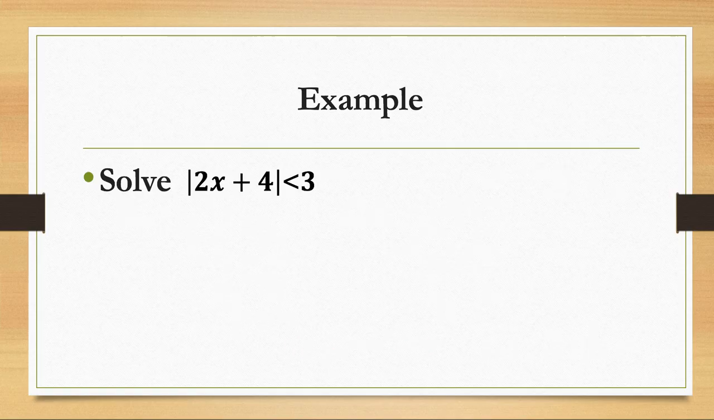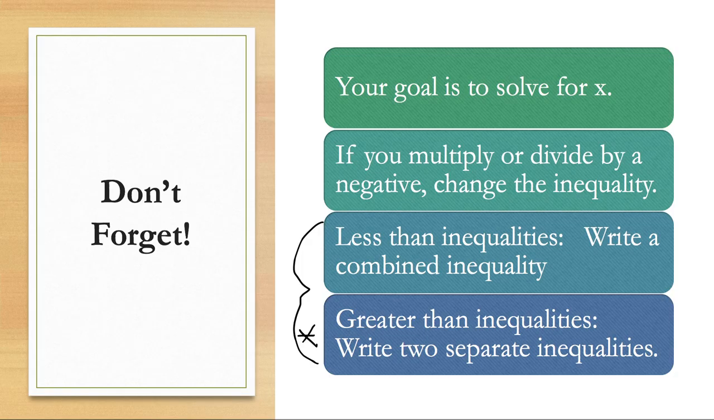Let's try another one. So this one has the absolute value of 2x plus 4 is less than 3. And if I look back at my rules, I can see that if I have a less than inequality with an absolute value, I'm supposed to write a combined inequality or a 3-part inequality.